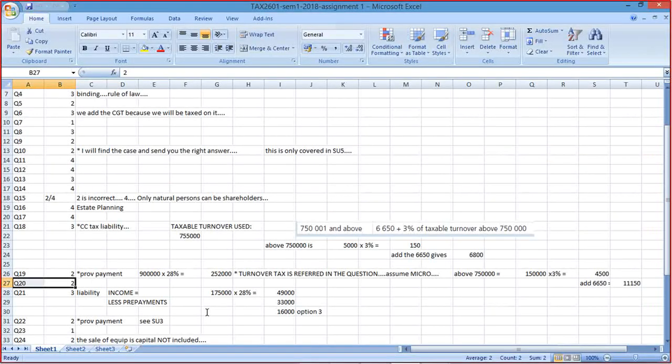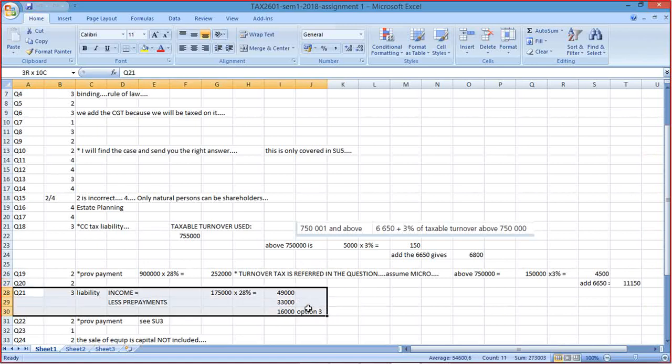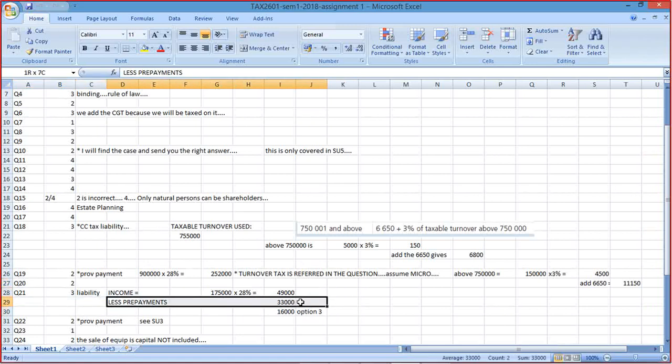Question 21. Yes, sir. Question 21's answer was 3: 49,000 minus the prepayments. Prepayments are those payments that you make ahead of time, so your first and second prepayments. Yes, sir. Got that? Yes, sir. Great.